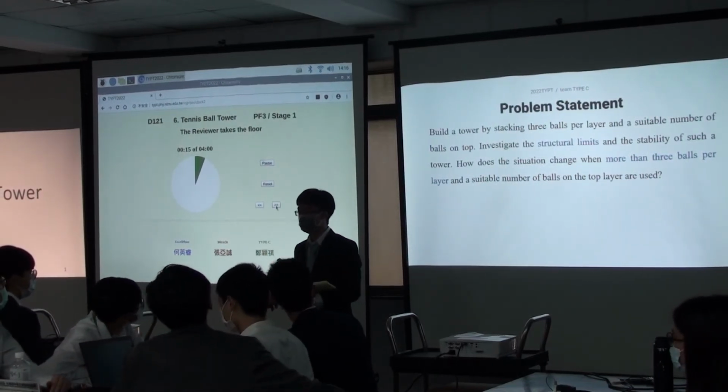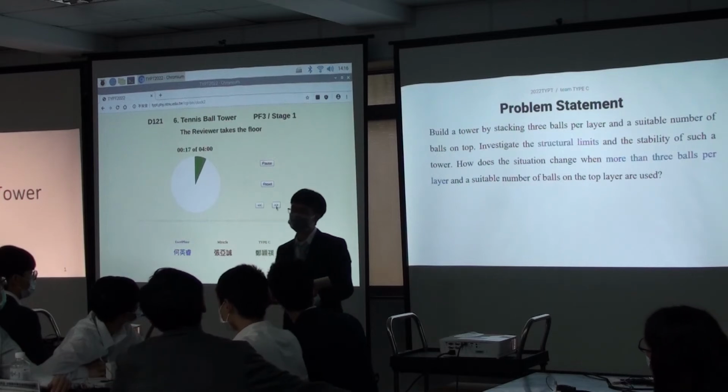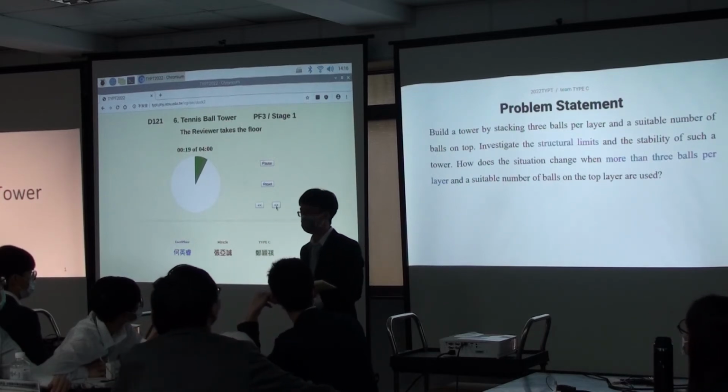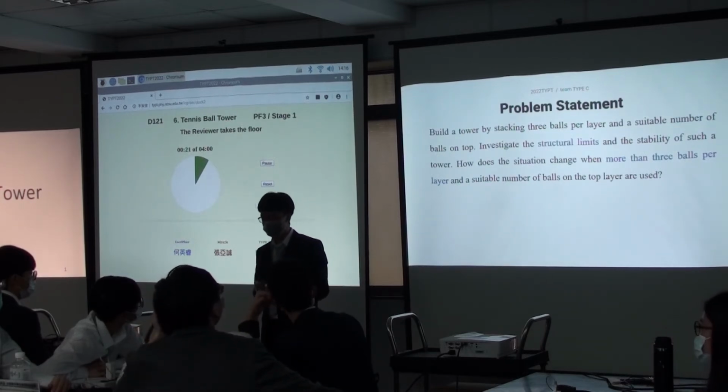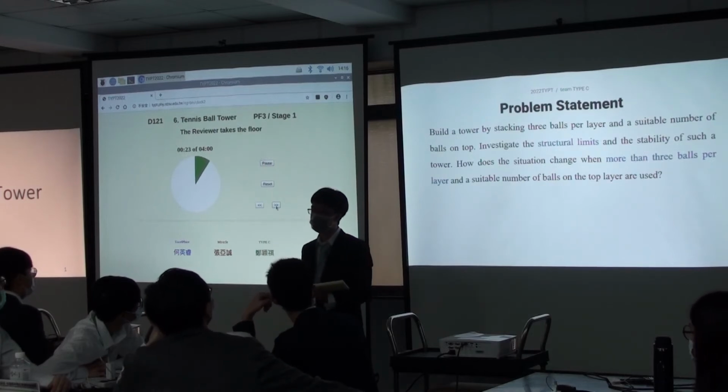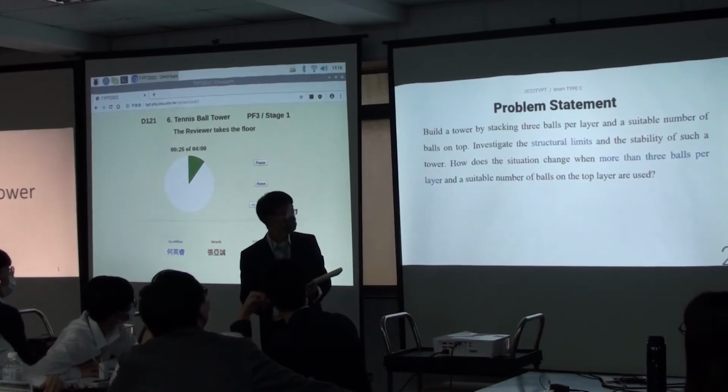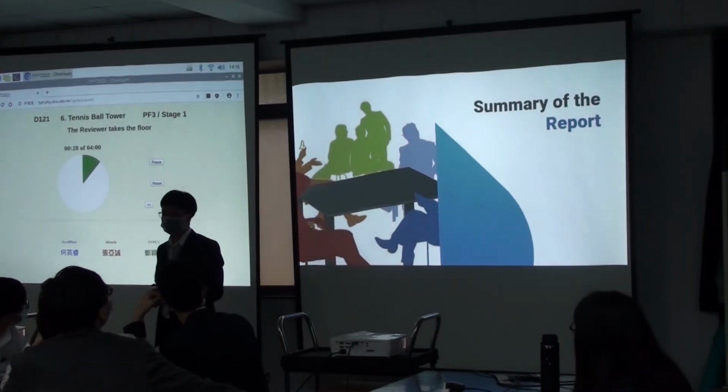by stacking 3 balls per layer and using 1 ball on top. Investigate the structural limits and the stability of such a tower. How does the situation change when more than 3 balls per layer and a suitable number of balls on the top layer are used? Here's my summary of the report.